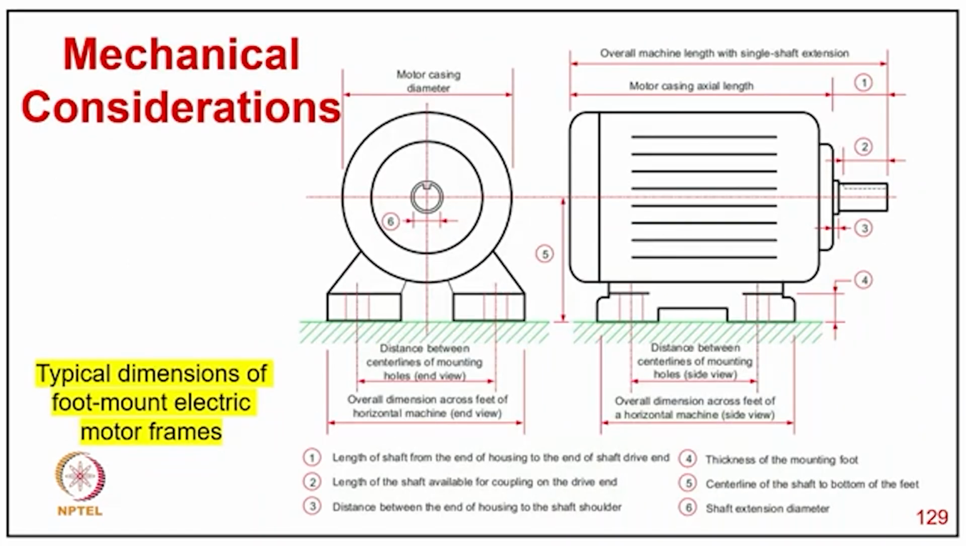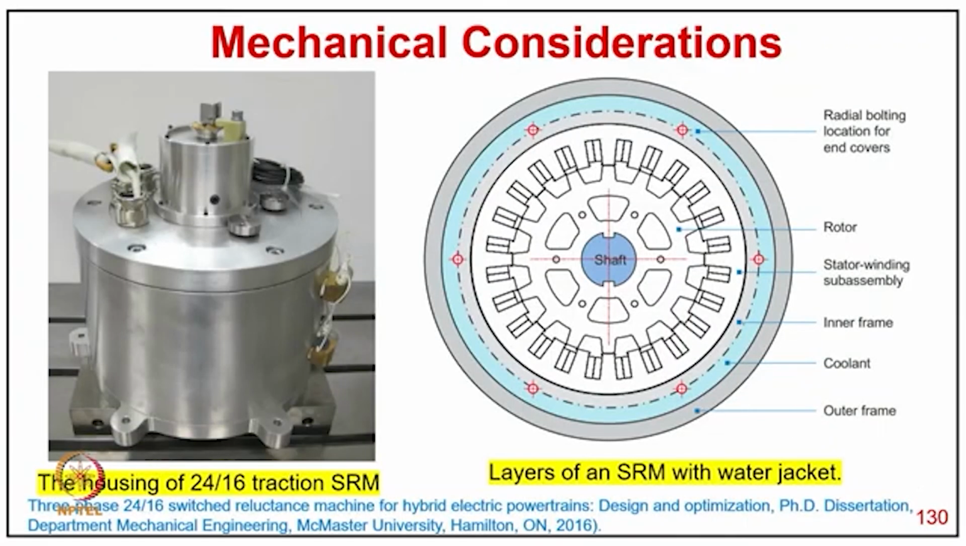So now, a mechanical consideration: typical dimensions for foot mounted electric motor frames. As you can see, the different distances of bearing 1 to 6 of different parts of this machine. And then you can see all the dimensions, the housing of a 20/6 traction motor, layers of SRM with water jacket for the water cooling, as you can see typically in the photogram. The 3-phase 24/16 reluctance motor is part of hybrid electric powertrain design and optimization.